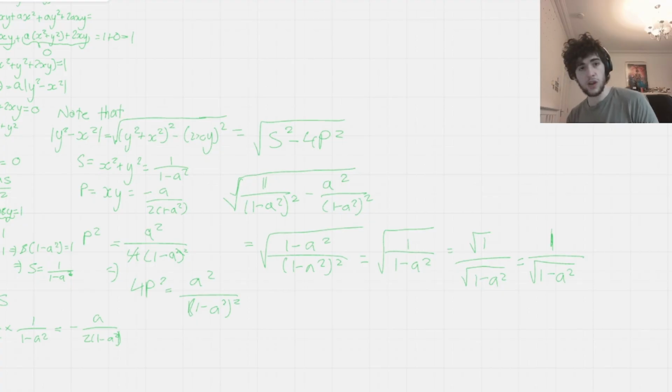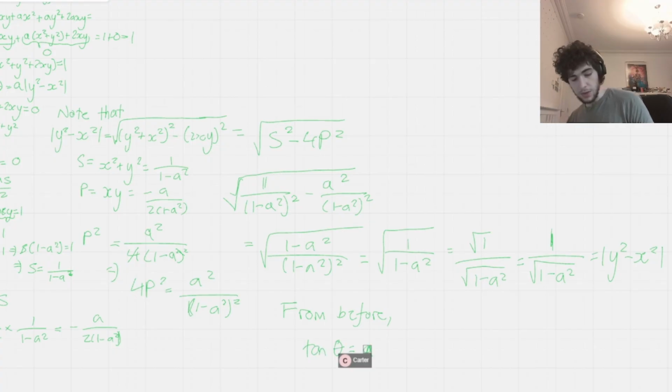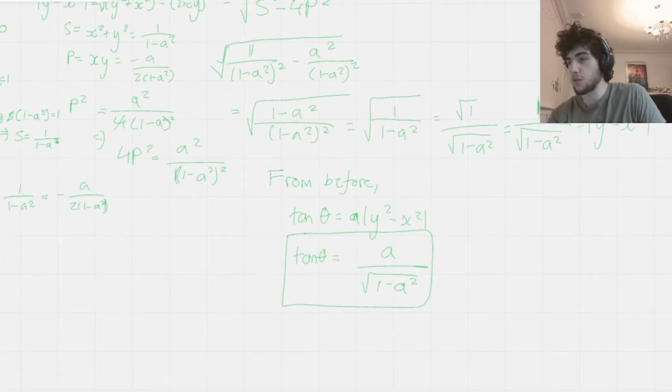And remember, this is just the whole rearrangement of the mod of y squared minus x squared. So the mod of y squared minus x squared is actually just the same as 1 over the square root of 1 minus a squared. And so from before, we obviously had that tan theta is equal to a multiplied by the mod of y squared minus x squared, right? And the mod of y squared minus x squared we just calculated is 1 over the square root of 1 minus a squared. So this entire thing is just a divided by the square root of 1 minus a squared. And that gives us the required result, that tan theta is simply equal to a divided by the square root of 1 minus a squared. Okay, there we go. Very interesting problem there.